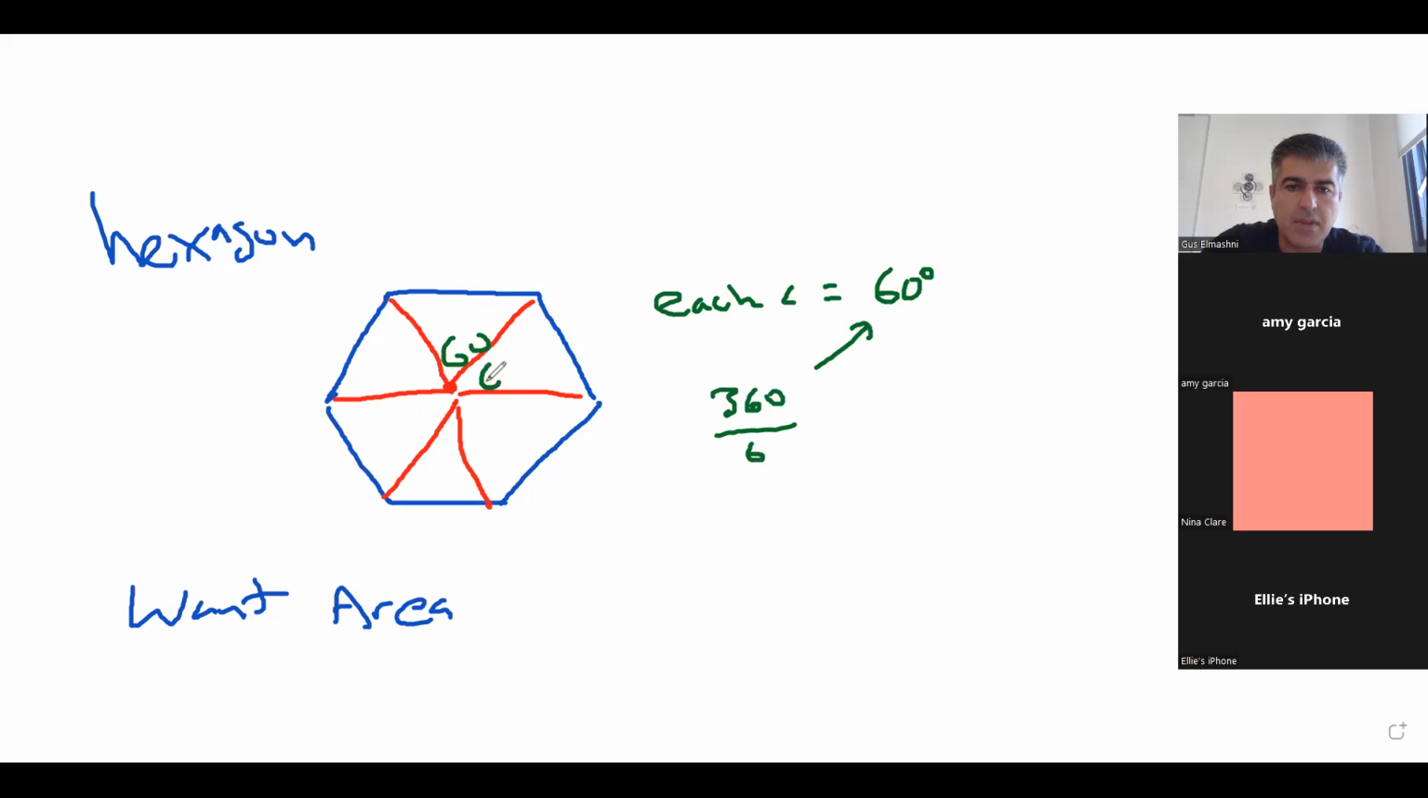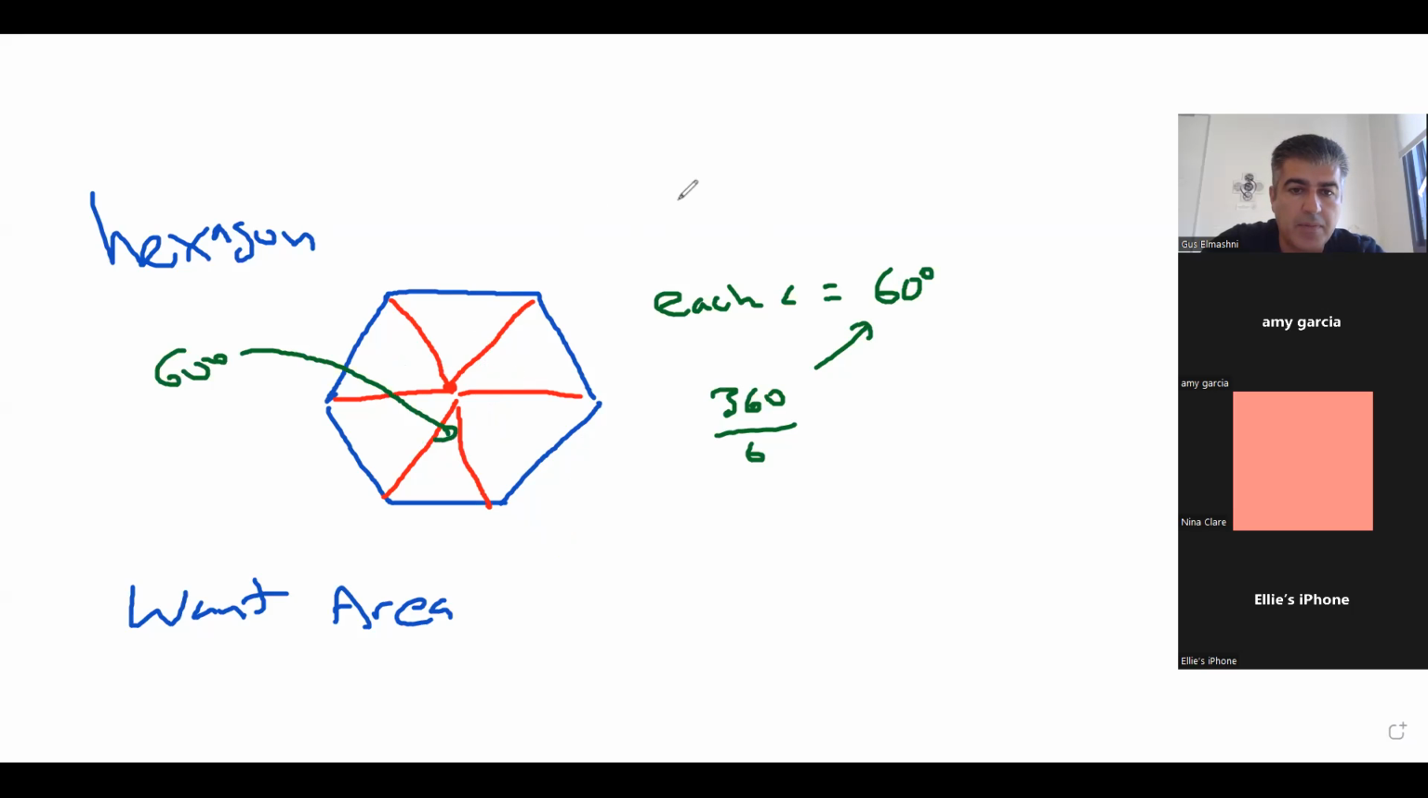So what this means is that each of those angles is 60 degrees, 360 all the way around. Let's focus on one of those triangles. So I focus on this one right here. So that's 60 degrees. Actually, let me come around the other way. There we go. That's 60 degrees.